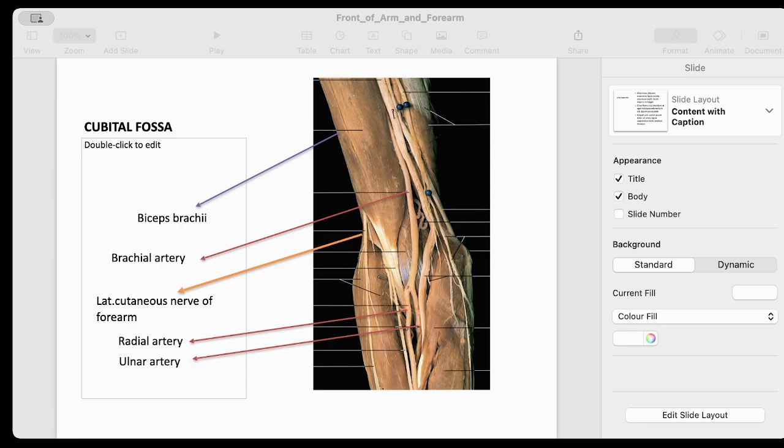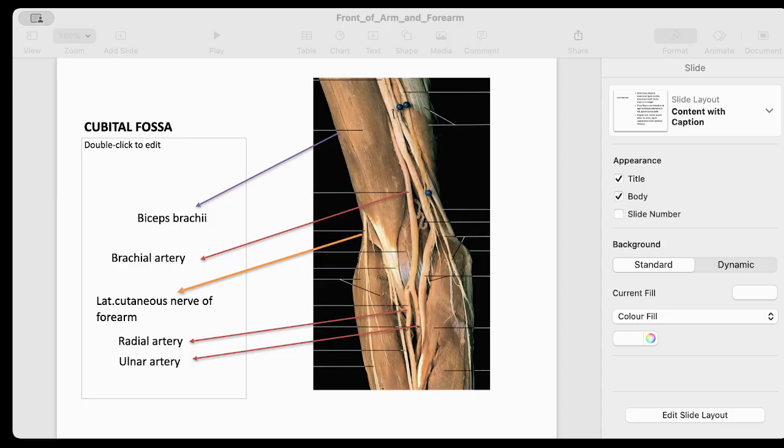Coming to the action: flexor digitorum profundus flexes the distal interphalangeal joint. Flexor pollicis longus flexes the thumb. Pronator quadratus helps in pronation. So these are the deep muscles. There are three layers: superficial layer, intermediate layer, and deep layer. The deep three muscles are flexor digitorum profundus, flexor pollicis longus, and pronator quadratus.